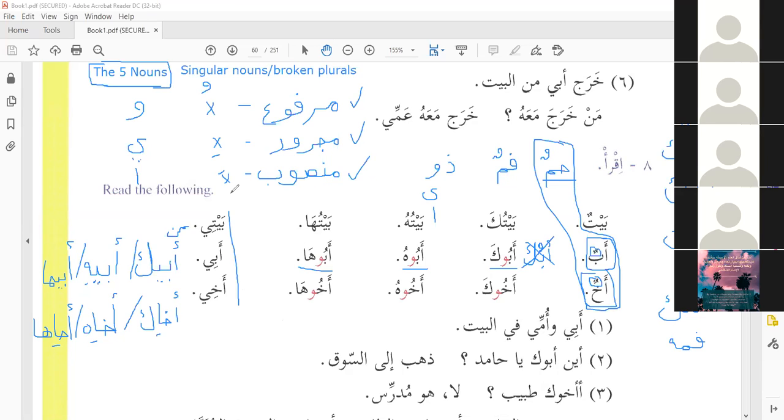Interesting. Don't worry, there's not too many more surprises when it comes to grammatical case. Once you can understand this, you understand that the default ways to demonstrate grammatical case are dhamma, kasra, fatha, and you're aware that there's a couple other ways. All that's left for you to do is learn the different types of words. We've learned most of them already, and how they demonstrate grammar. We have singular nouns, we have broken plurals, we have the 5 nouns. All we have to learn now is the dual and the sound plurals, and then you know everything that you need to know about how nouns demonstrate grammar in Arabic.